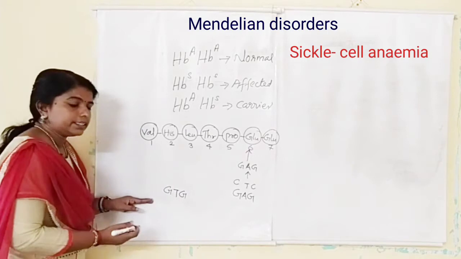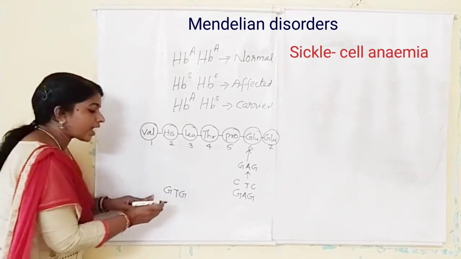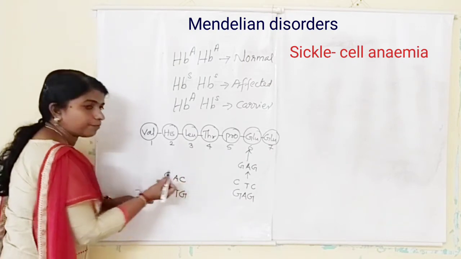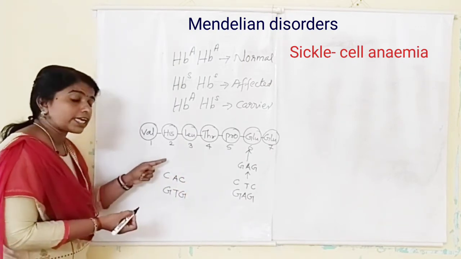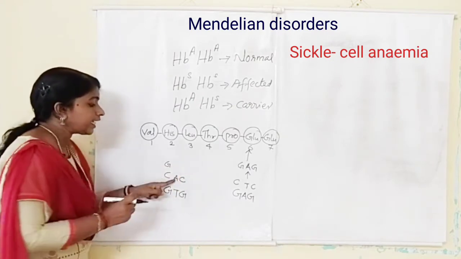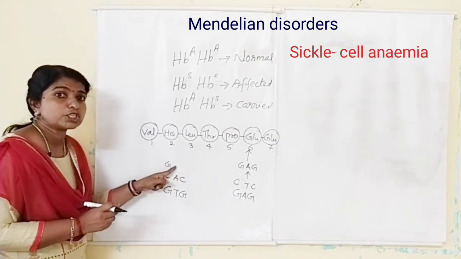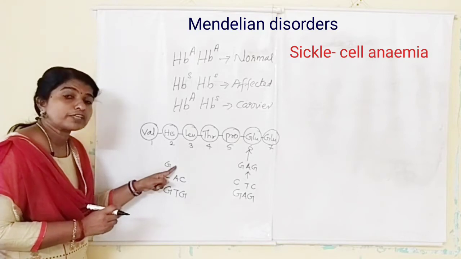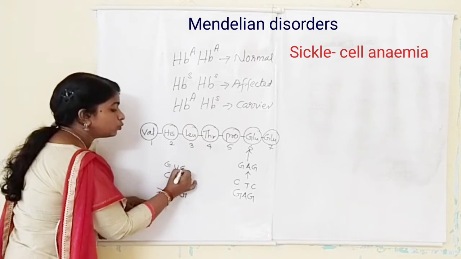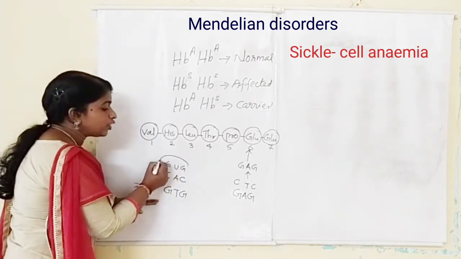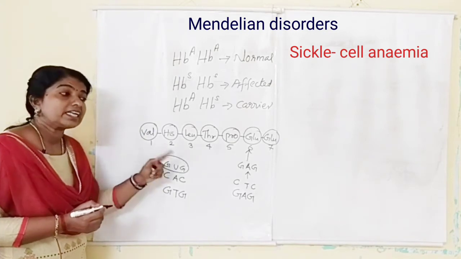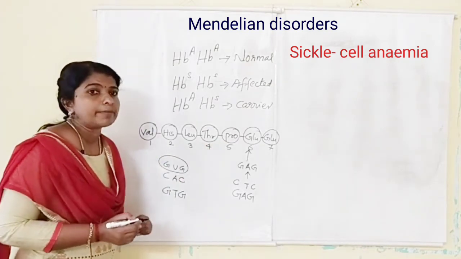suppose in the gene combination this base sequence becomes GTG, then how is the complementary strand? It becomes CAC. And when it is transcribed into mRNA, it becomes G... There is no T in RNA. There is no thymine. Instead of thymine, uracil is there. So it becomes GUG.